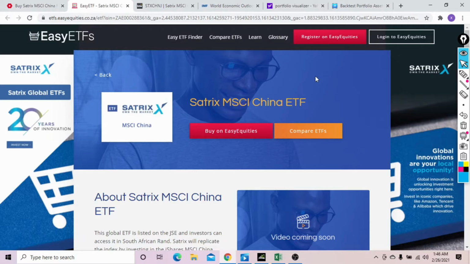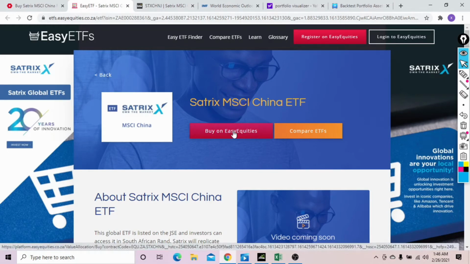So I hope you guys understand this asset. It's just an investment vehicle that tracks the Chinese stock market. So it's called the SATRIX MSCI China ETF. There are a lot of ETFs which track the Chinese index. Some of them are traded on the New York Stock Exchange and the Nasdaq Stock Exchange.